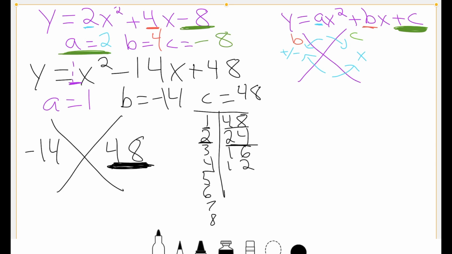So 48 divided by 5 gives us 9.6. 48 divided by 6 gives us 8. Well, if you keep going, 48 divided by 7 gives us 6.86 rounded. And then if you go to 48 divided by 8, you get 6. Well, that's the same thing that we have here, so we know that we're done.